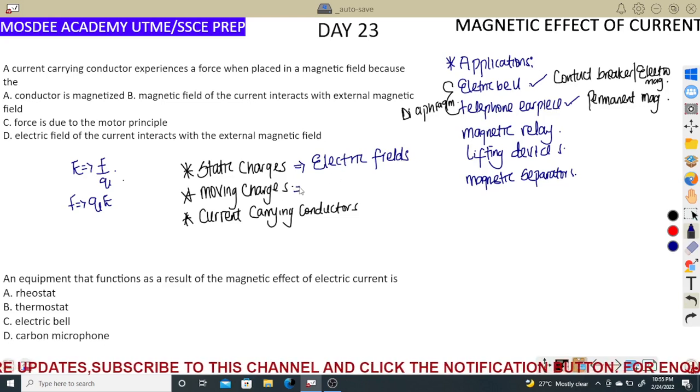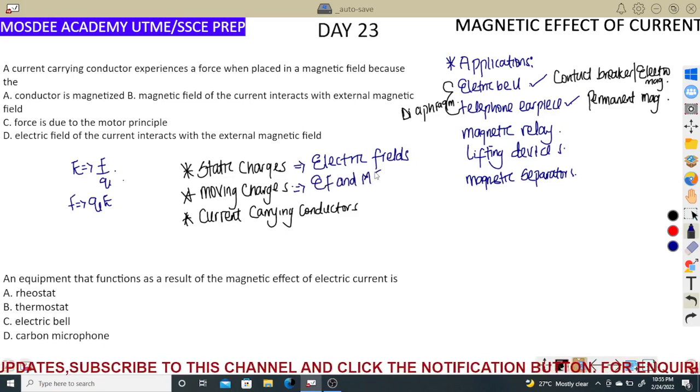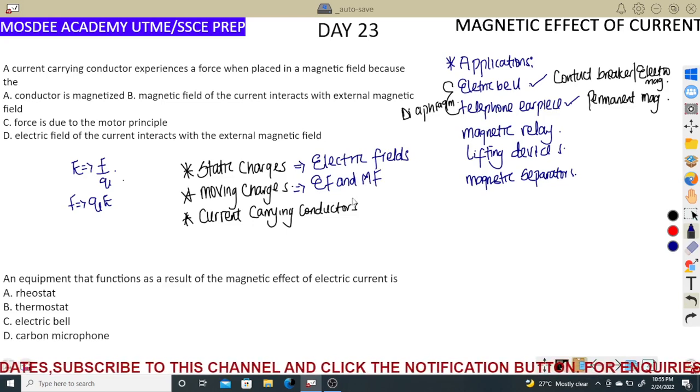Now, when we talk about moving charge, I've said this before, they produce both electric field and magnetic field. My voice is so bad. So both electric and magnetic field can exert force on them.